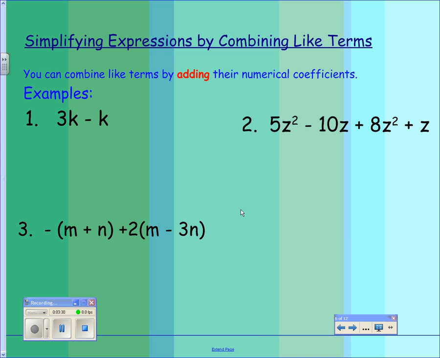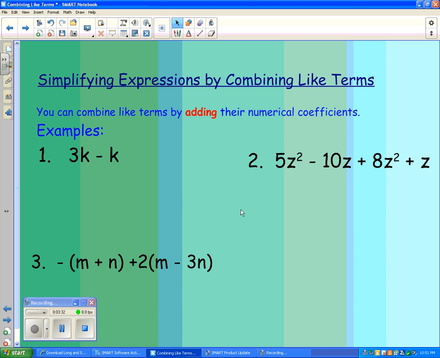And let me see if I can get my toolbar up. I can grab a pencil here. I'll write with red. And so we're going to say the answer is 2k. Okay. Now, let's look at number 2. I've got 5z squared minus 10z plus 8z squared plus z. There's a lot that's going on here. So a lot of times when there's a lot of noise, what we want to do is reorder everything. Let's put our like terms together.